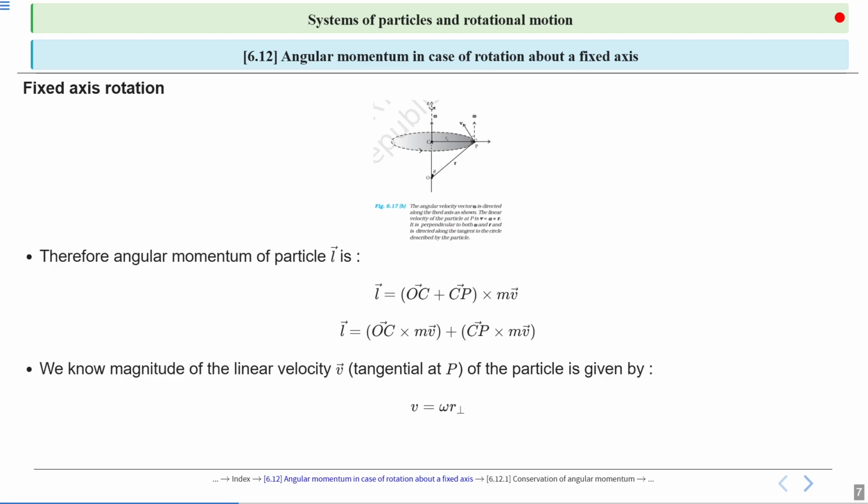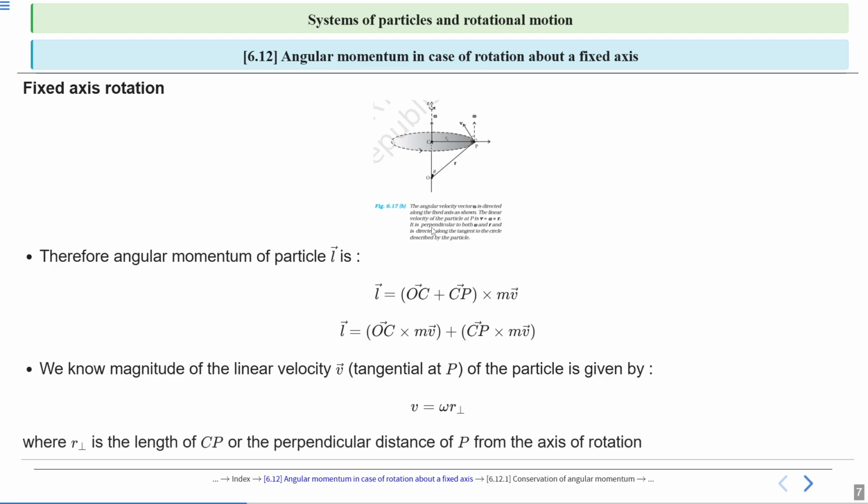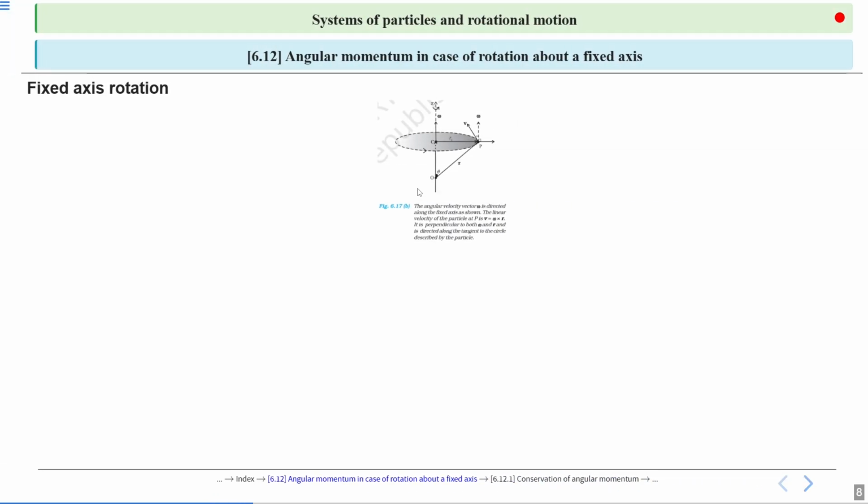CP is the R perpendicular. So V is equal to omega R perpendicular, and R perpendicular is CP. R perpendicular is the length of CP, or the perpendicular distance of P from the axis of rotation, and Z is the axis of rotation.